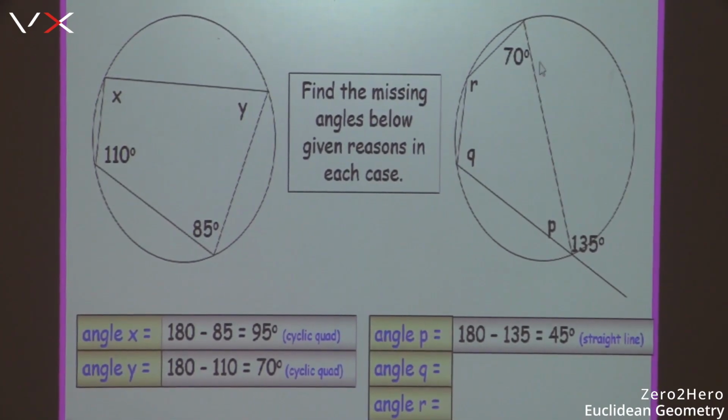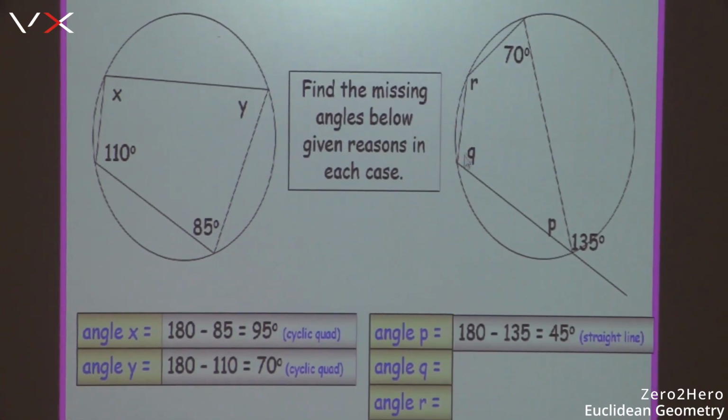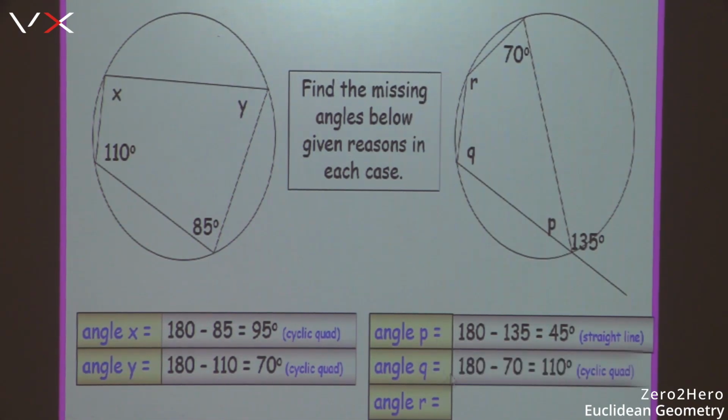Now I'm giving you 70 here. What should be the value of Q? It should be 110, because if I add Q and 70, I will have to have 180. So the value of angle Q, therefore, must be equal to 110. Opposite angles of a cyclic quad.